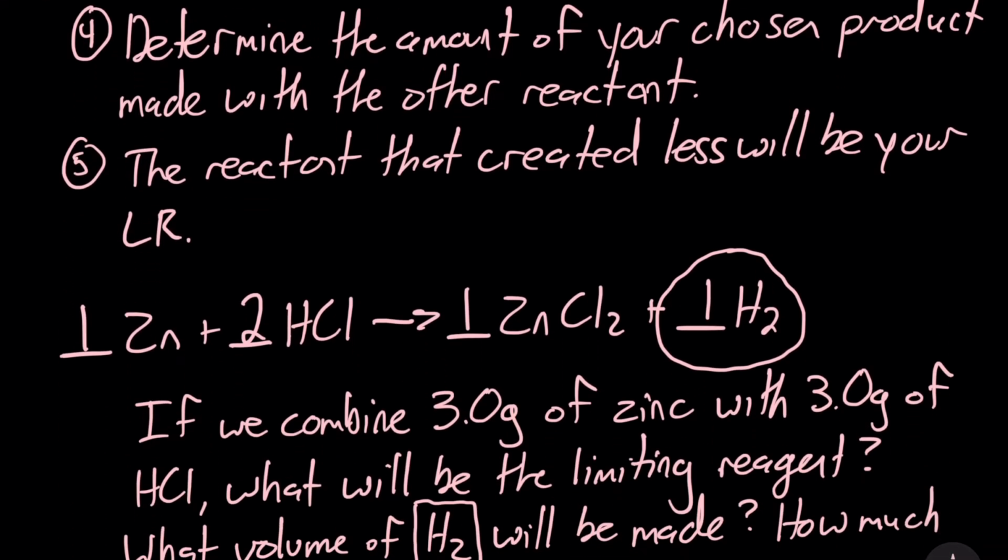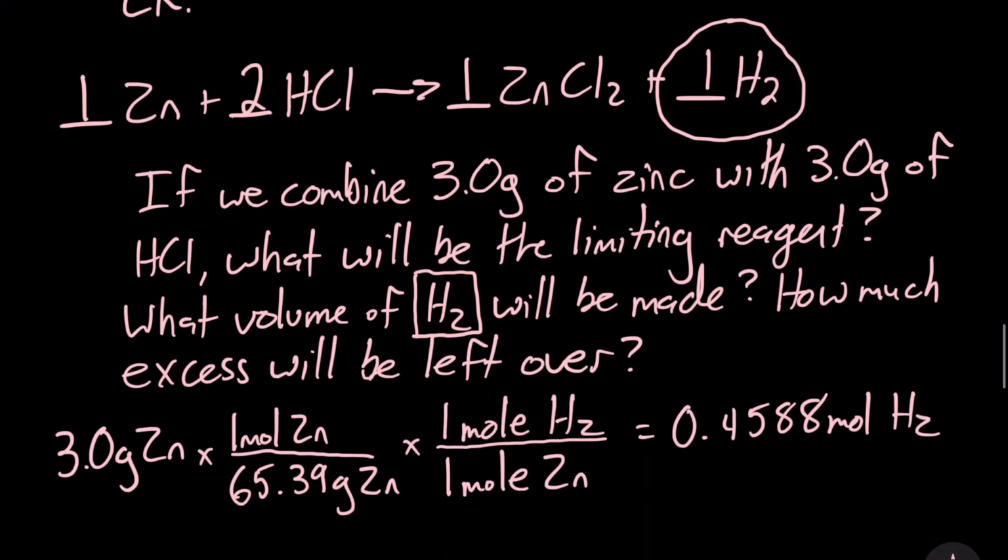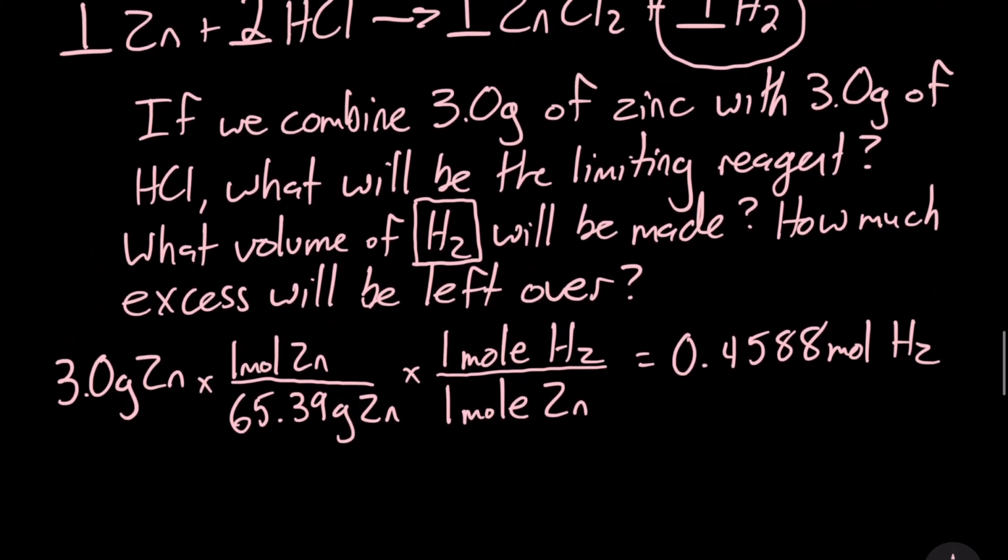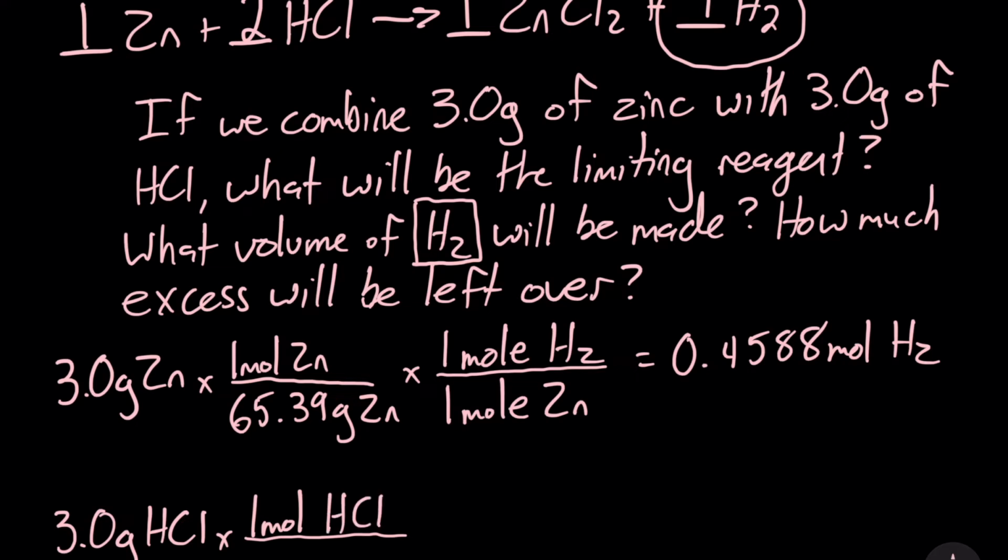Step 4 says to determine the amount of your chosen product made with the other reactant. So we've done zinc. Now we must do our hydrochloric acid. Again, we begin with 3 grams of HCl. Same thing, we'll go from grams of HCl to moles of H2. The step in between there, we'll have to go to moles of HCl. The molar mass of hydrochloric acid is 36.46 grams of HCl.